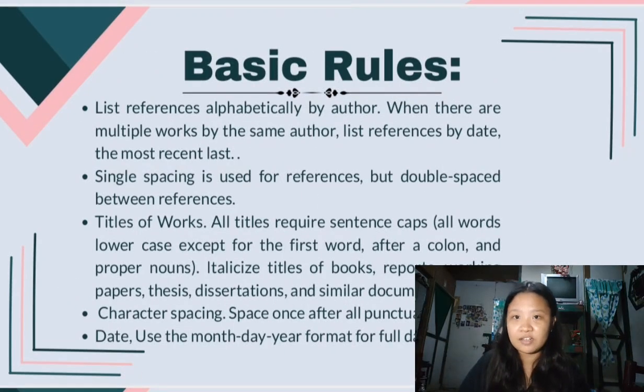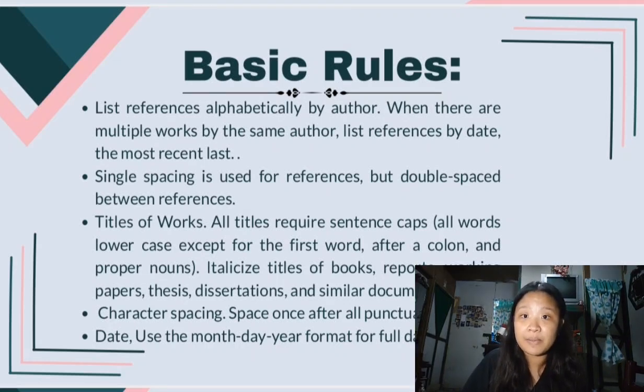So when preparing a reference list, there are some basic rules to follow to make sure it's clear, professional, and easy for readers to use. First, list references alphabetically by author. When there are multiple works by the same author, list references by date, the most recent last. So with this, you have to arrange your references alphabetically by the author's last name. And if an author has more than one work listed, then arrange these works by date from oldest to most recent.